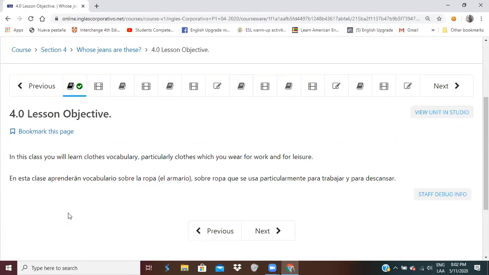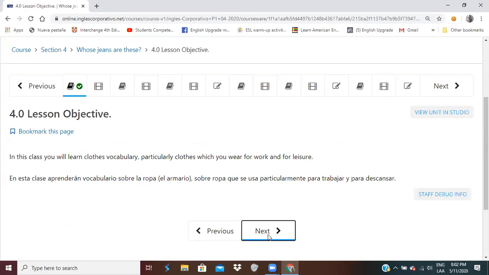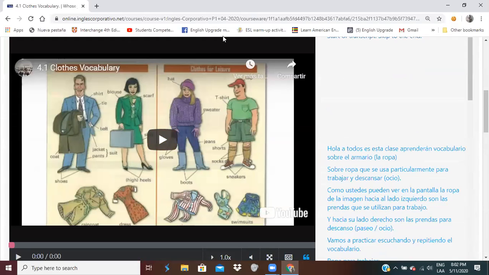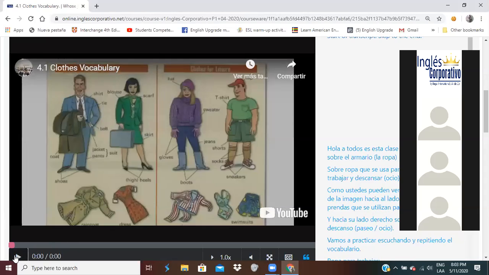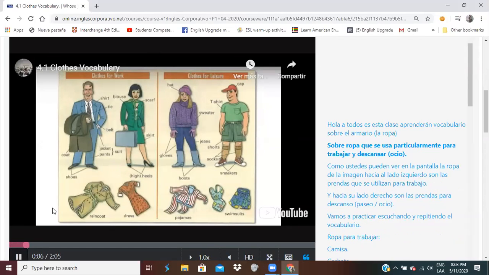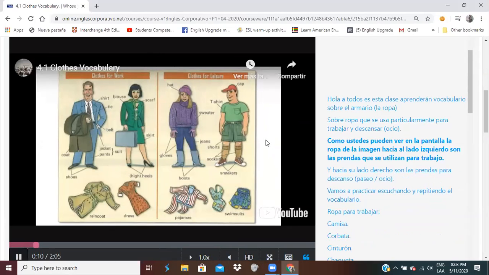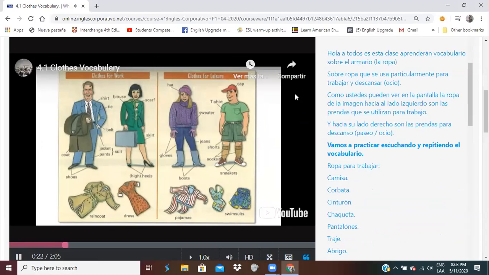Yes. Okay. Yep. All right, so in this class, we will learn clothes vocabulary, particularly clothes which you wear for work and for leisure. Listen, please. Side are ones towards the right hand side, clothes for leisure. Let's practice by listening and repeating the vocabulary.